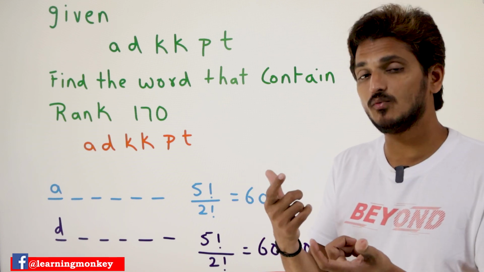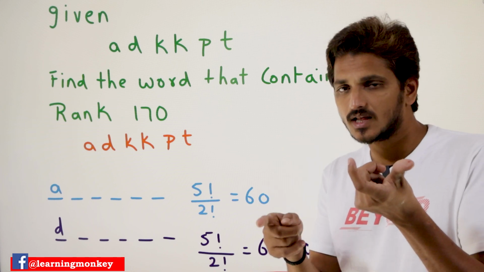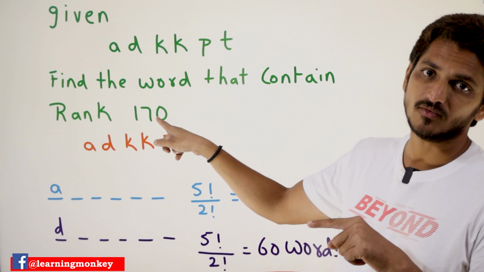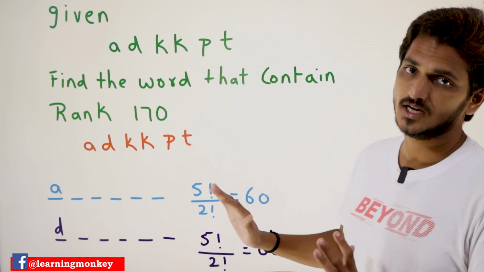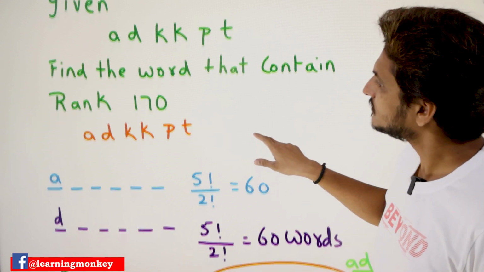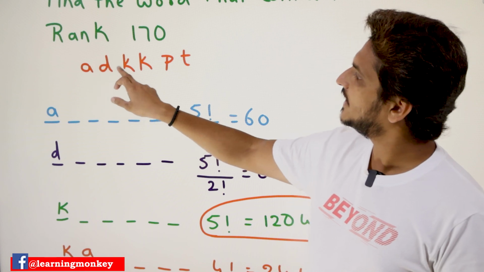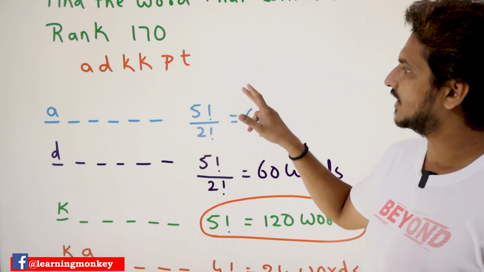In the previous example, we were given the word and we found the rank. Here we need to find the word that has rank 170. So if you understand the previous class, understanding this is very easy. According to the dictionary order, the given characters A, D, K, K, P, T are in ascending order.